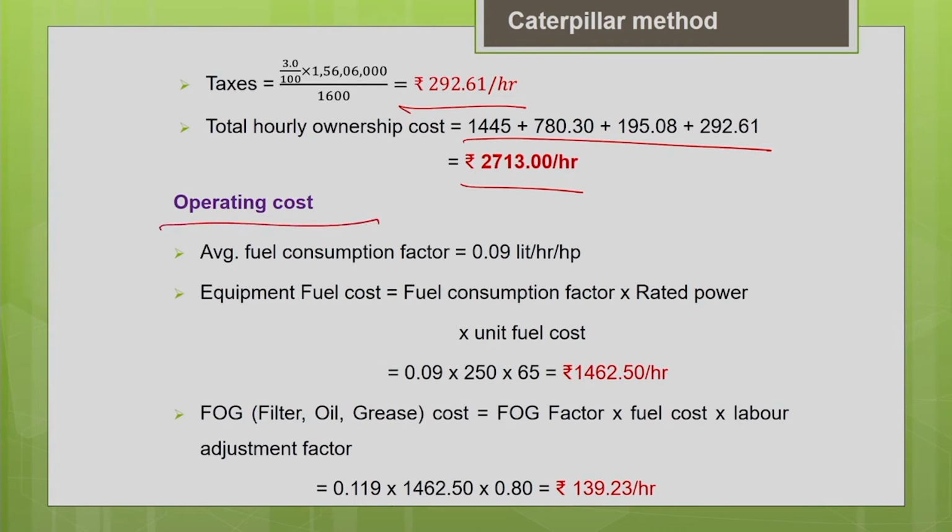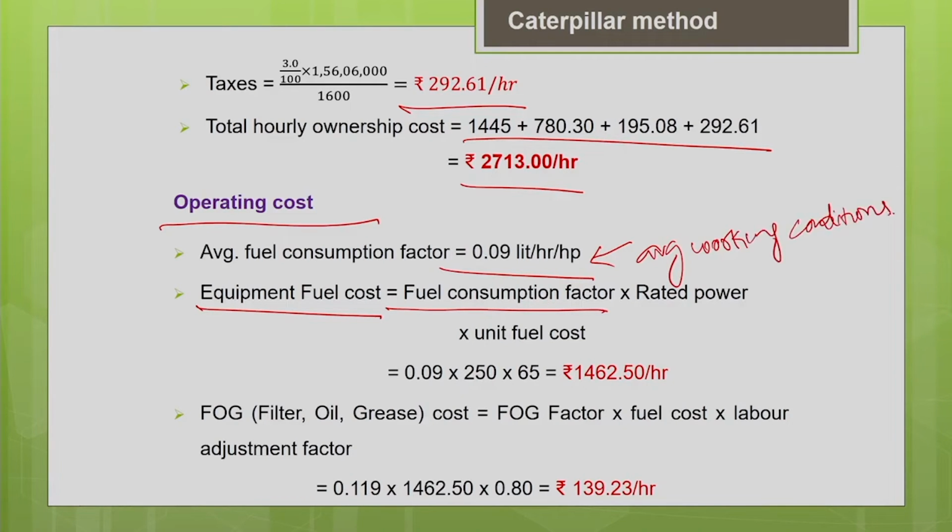I have given you in the question that the average fuel consumption factor is 0.09 liters per hour per horsepower. Based upon that you can calculate the equipment fuel cost. This fuel consumption factor is derived from the handbook for the particular average working condition. According to this question, it should be for average working conditions. I have assumed some figures here.